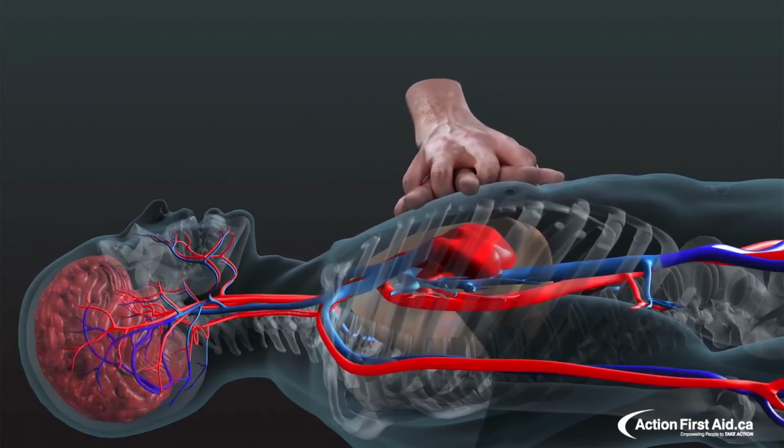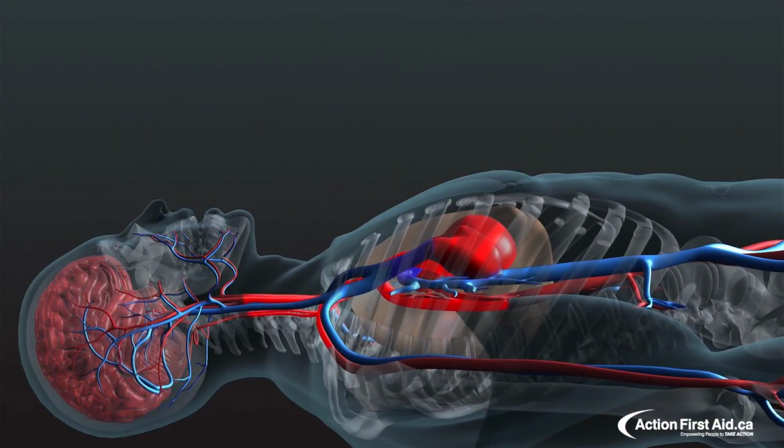Let's see what happens when we take our hands off the chest. Blood stops moving to the brain. It is for this reason that you should take your hands off the chest only briefly while switching roles. It is critical to minimize the time off the chest.